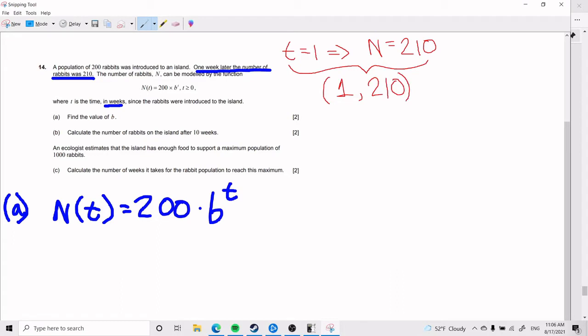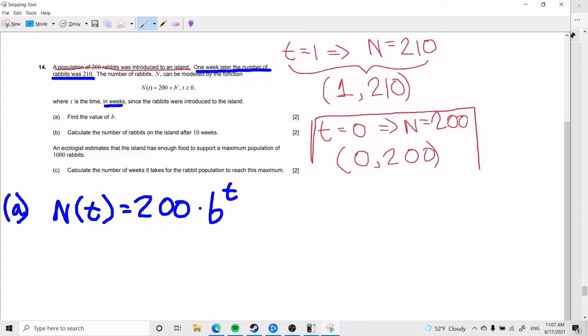The other thing that we know is that a population of 200 rabbits was introduced to the island, so that means that at t equals 0 we had 200 rabbits, okay? And in a certain way, that means that we have the point (0, 200), okay? This second one is a little bit trickier to get. You can also sort of test it out in a way. You can test out both and see if the math works.